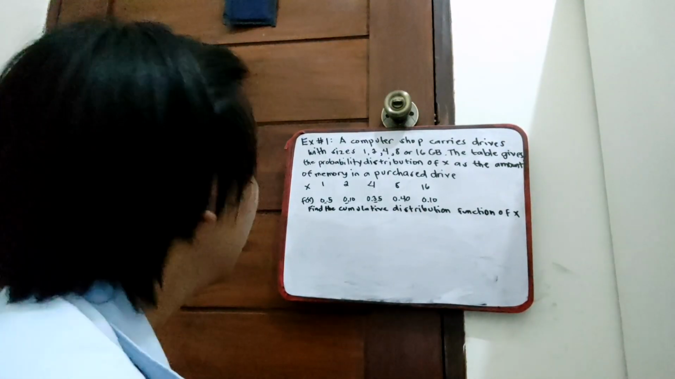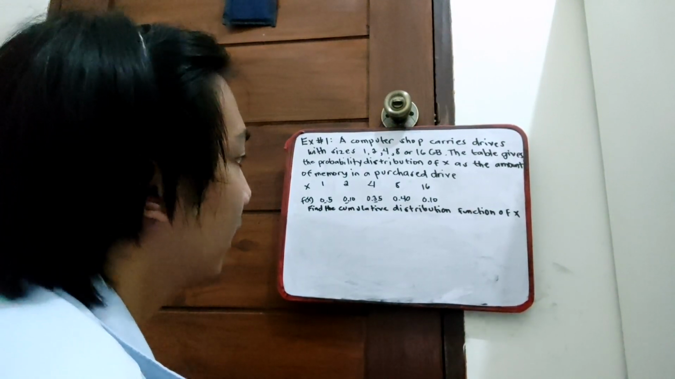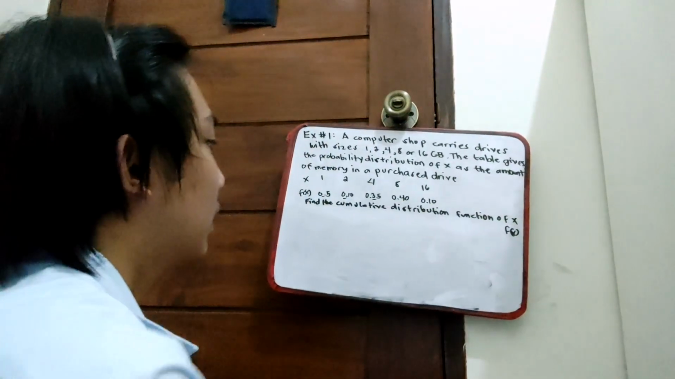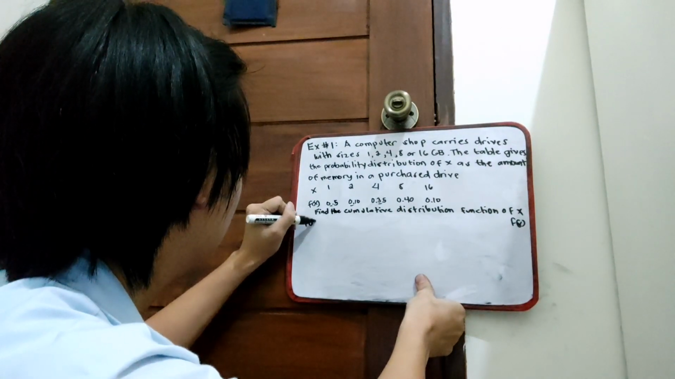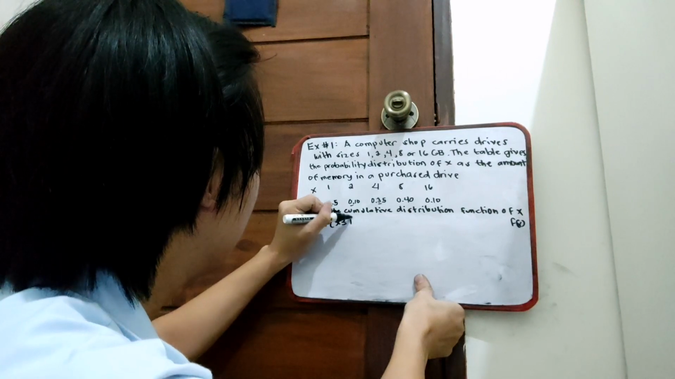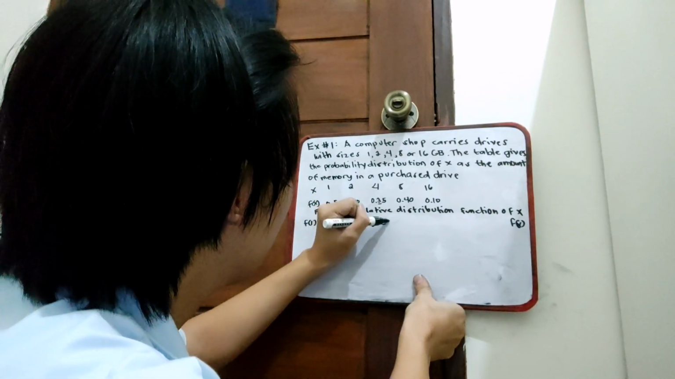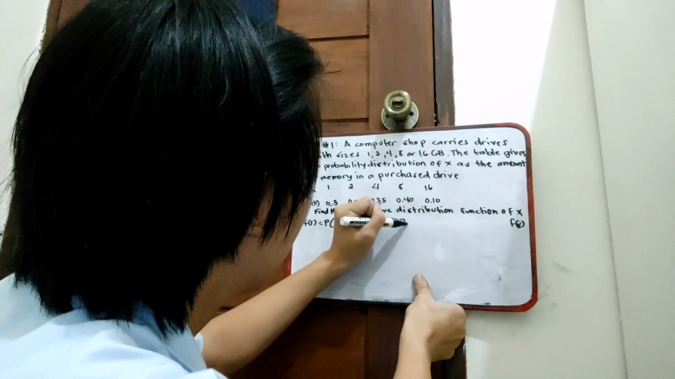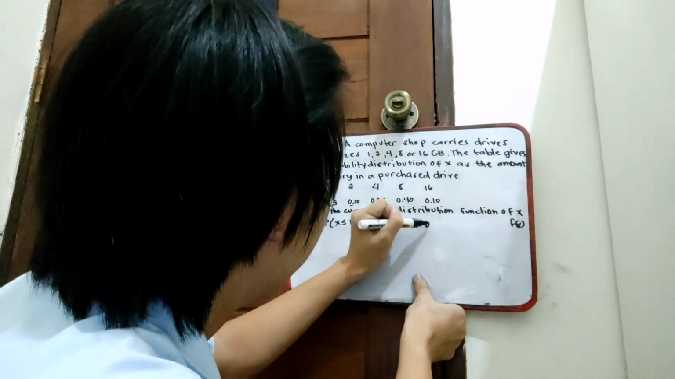Now, let's find the CDF or cumulative distribution function. But first, let us denote x as f of x, and then we can proceed with our f of 1. Now, f of 1 is equal to P of X less than or equal to 1, which is equal to P of X equals 1, which is equal to P of 1, which is equal to 0.5.